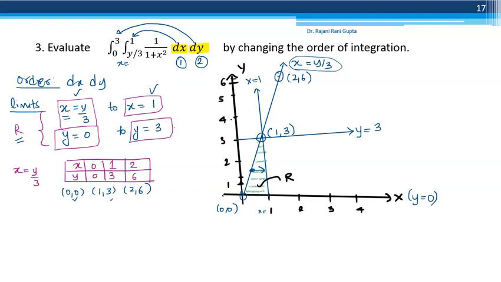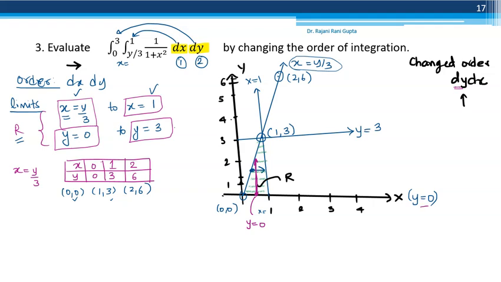So the order is dx dy, which means the first movement is horizontal. You want the changed order to be dy dx, which means you want the vertical motion, because you want to change first the variation in y. So y starts from here and goes up to this line. This is the variation.